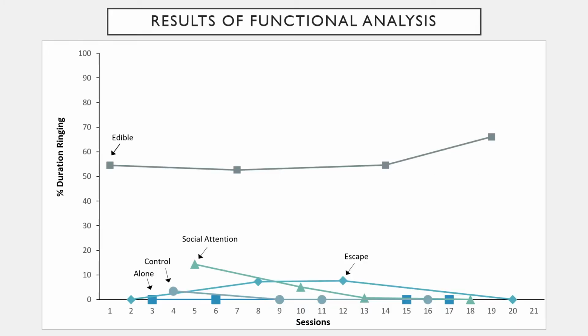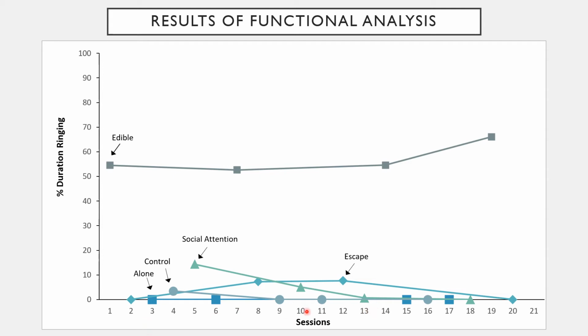Here are the results of the functional analysis. You won't see any statistical analyses associated with these data. Instead, these data are going to be analyzed by visual inspection. And by that, I mean I'm going to look at the data, and I'm looking for differentiation between the different conditions. I'm also looking to see if there's a high or low level of the targeted behavior in a particular condition, if the targeted behavior is stable or unstable in different conditions, and whether it's trending up or down in each condition.